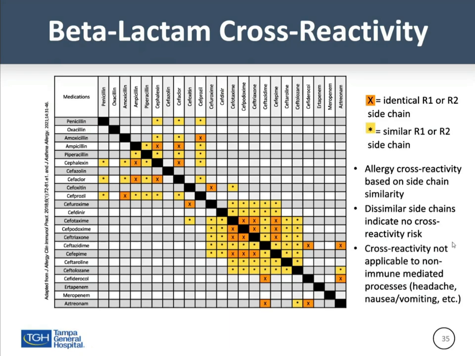So dissimilar side chains are going to have no cross-reactivity risk. However, we can't apply this cross-reactivity risk to those reactions that are non-immune mediated. This is just going to be for our IgE-mediated reactions that we see with our allergies. Could you slide, does the beta-lactam allergy also apply to, like, anaphylaxis? Yes. Yeah, so that's going to be an IgE-mediated reaction. That's going to be what we're talking about here.